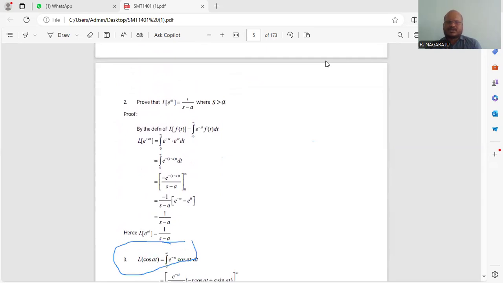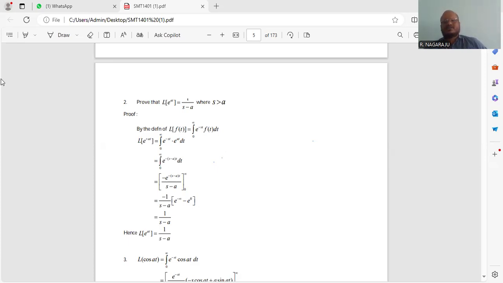The second problem is there. In the second problem, they simply gave e power at. Simply you have to substitute it in the Laplace transformation definition, in the place of f of t, you have to take e power at. Here also the bases are equal, so the powers should be added. Taking minus common, you will get e power minus of s minus a into t, dt. If you are doing that, the integration formula is always e power at by a.